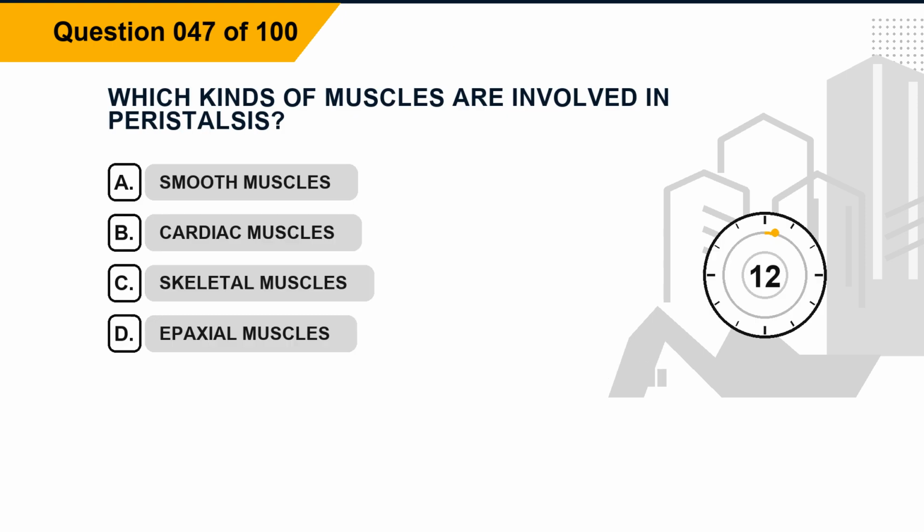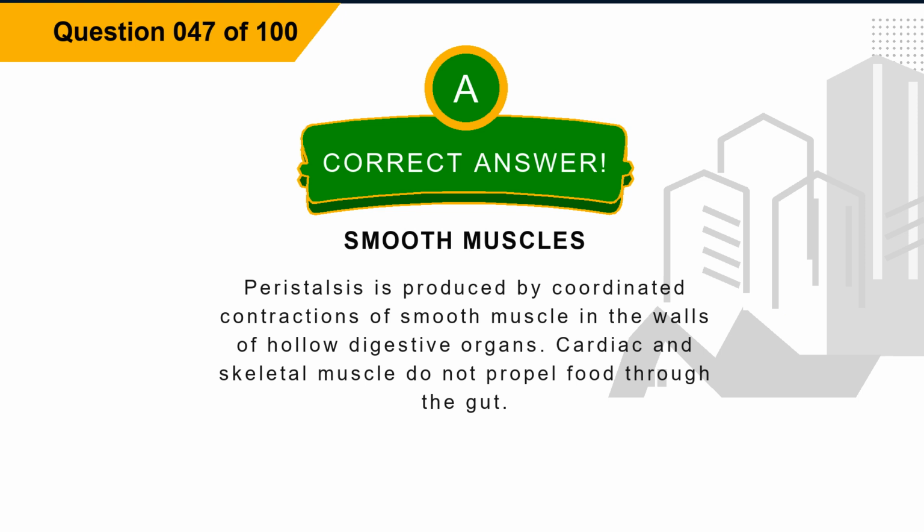Question 47. Which kinds of muscles are involved in peristalsis? Option A, smooth muscles. Option B, cardiac muscles. Option C, skeletal muscles. Option D, epaxial muscles. The correct answer is option A, smooth muscles. Explanation. Peristalsis is produced by coordinated contractions of smooth muscle in the walls of hollow digestive organs. Cardiac and skeletal muscle do not propel food through the gut.